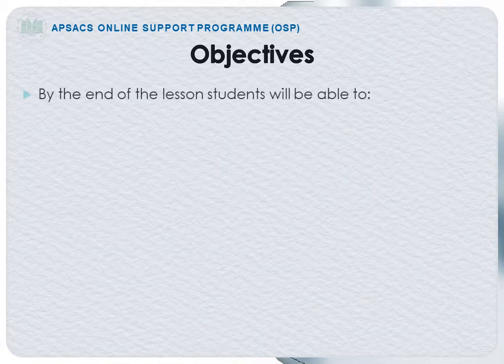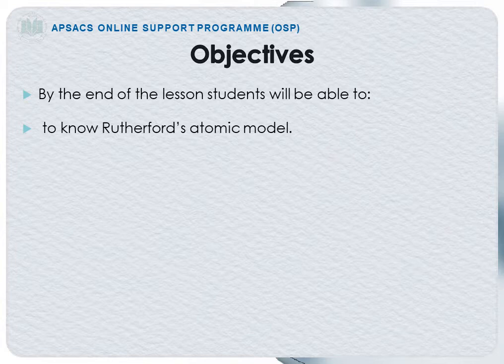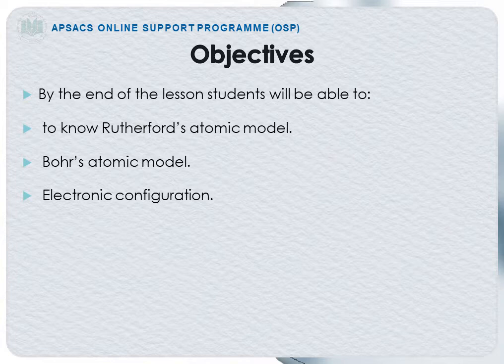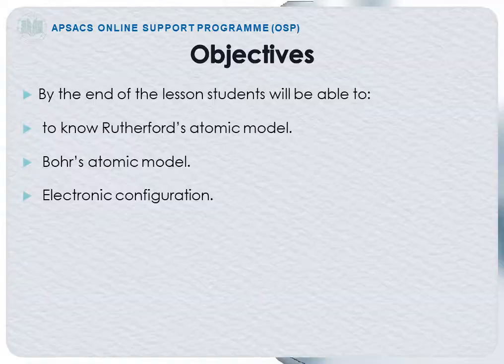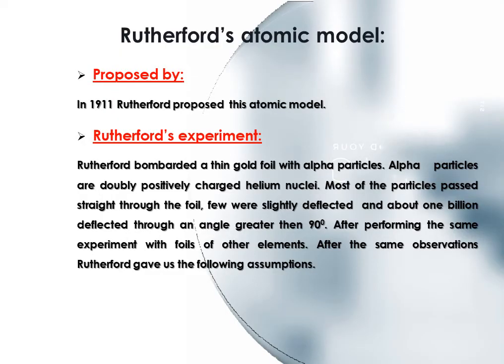Objectives. By the end of the lesson, students will be able to know about Rutherford's atomic model, Bohr's atomic model, and electronic configuration. Topic isotopes is included from this chapter. So we will discuss only these three topics in our chapter. So let's start with Rutherford atomic model.